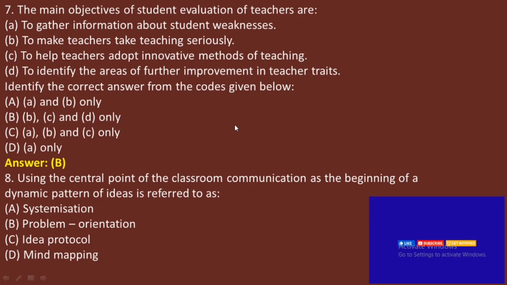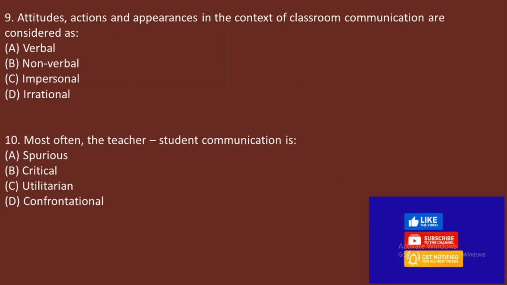And question number 8: using a central point of the classroom communication as the beginning of a dynamic pattern of ideas is referred to as systemization, problem orientation, idea protocol, or mind mapping. It's mind mapping, option D. And look at question number 9 then.